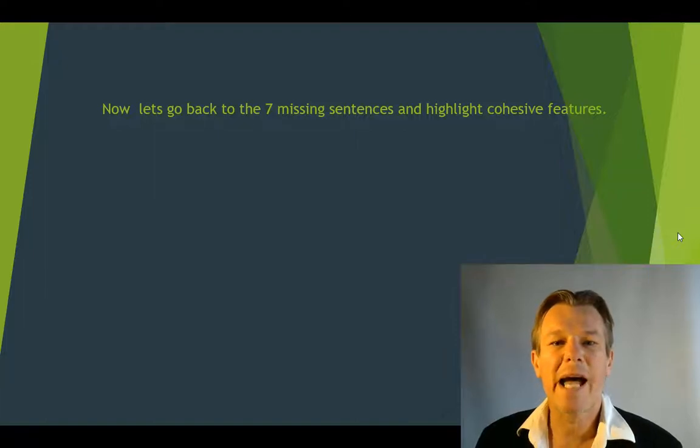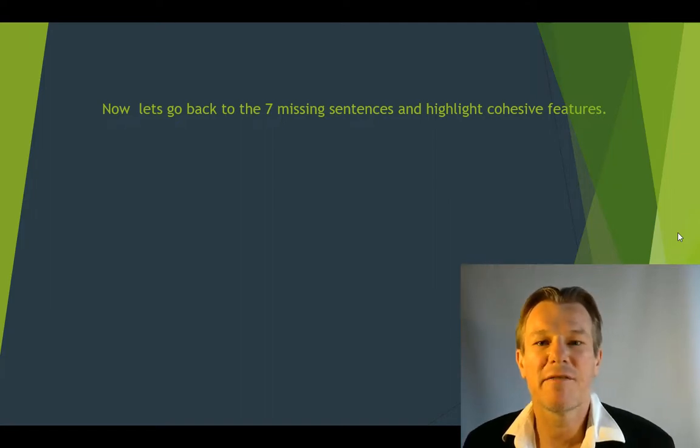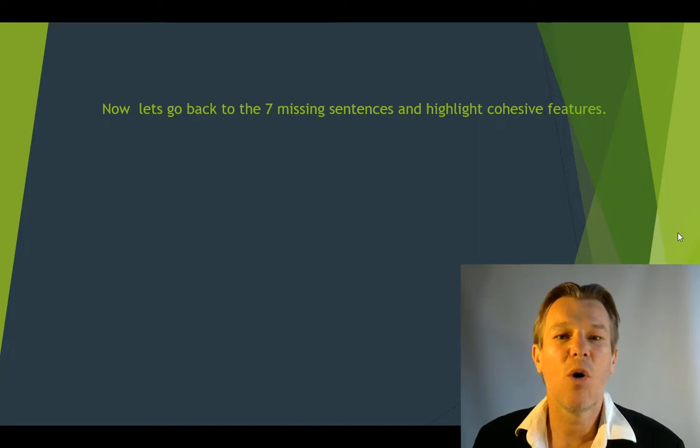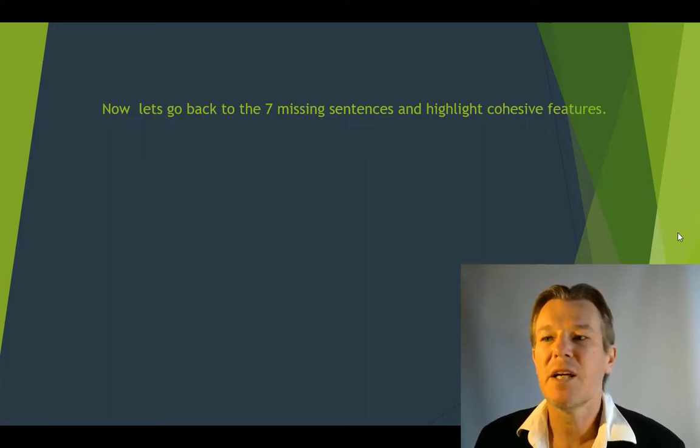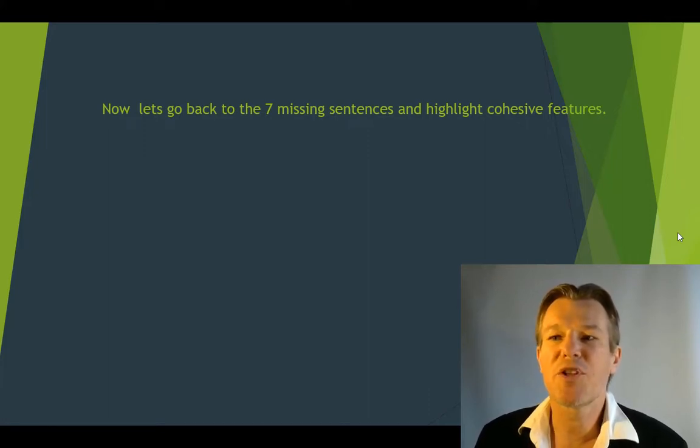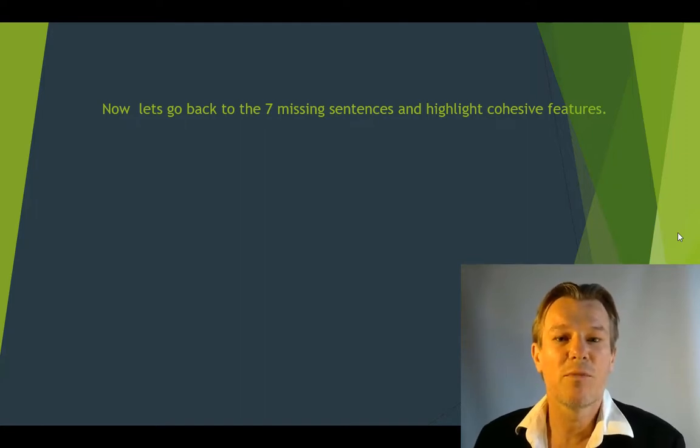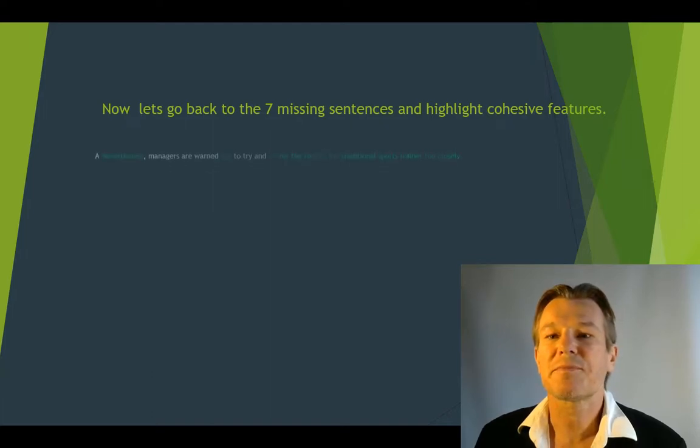Now let's return to the original question that I showed you earlier on, and hopefully you have the PDF in front of you so you can follow. Or just pause on the video screen at any time if you want to catch up on any information. So the 7 options that were given to us, we are now going to highlight the cohesive features in them. We now know which cohesive features to look for based on the instructions I've just given you.